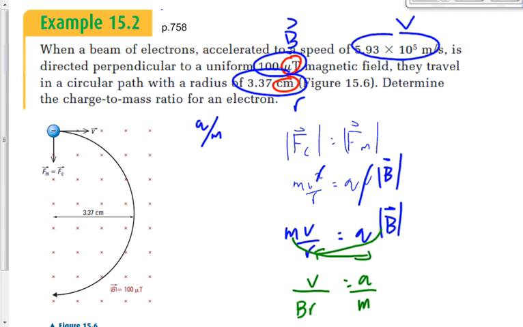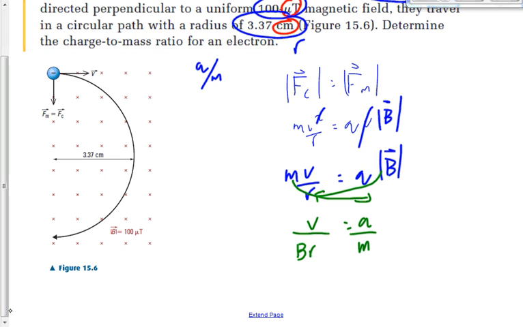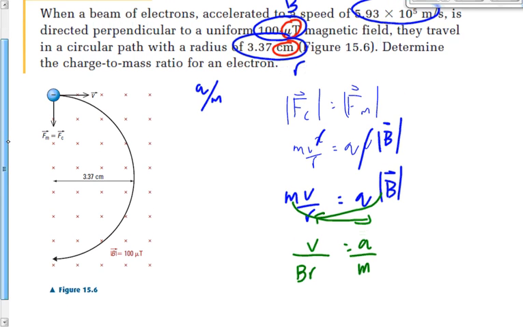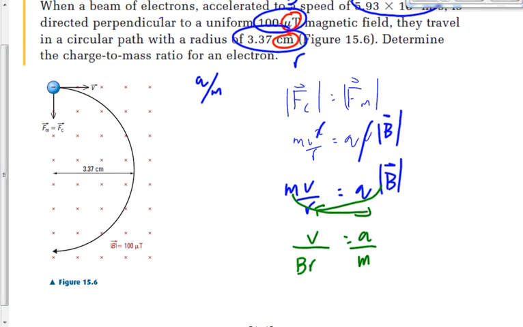Okay, let's figure that out now. V was, what was the value of V? 5.93 times 10 to the 5 meters per second, divided by the magnetic field, which was 100 times 10 to the minus 6 Tesla, times the radius, which was 0.0337. Okay, let's figure that out. Let's pull out the calculator to do that.